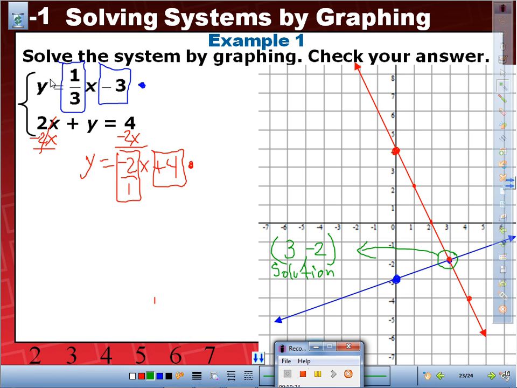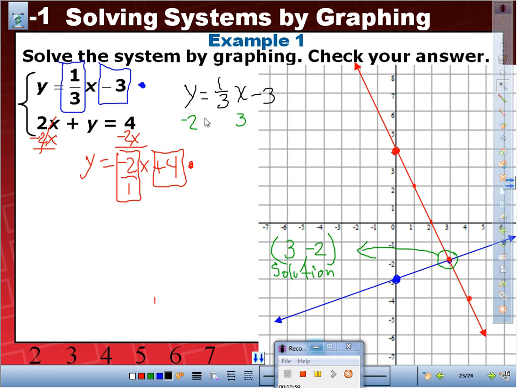So therefore, I'm going to rewrite this first equation, but instead of writing x, I'm going to write 3, and instead of writing y, I'm going to write negative 2. So check this out. I'm going to rewrite this one right here: y equals 1/3 x minus 3. And right underneath that, I'm going to substitute these two values. So x is 3, and y is negative 2. I'm going to bring everything else down. Open a parenthesis here, and 3. What is 1/3 times 3? Very good. 3 over 3.